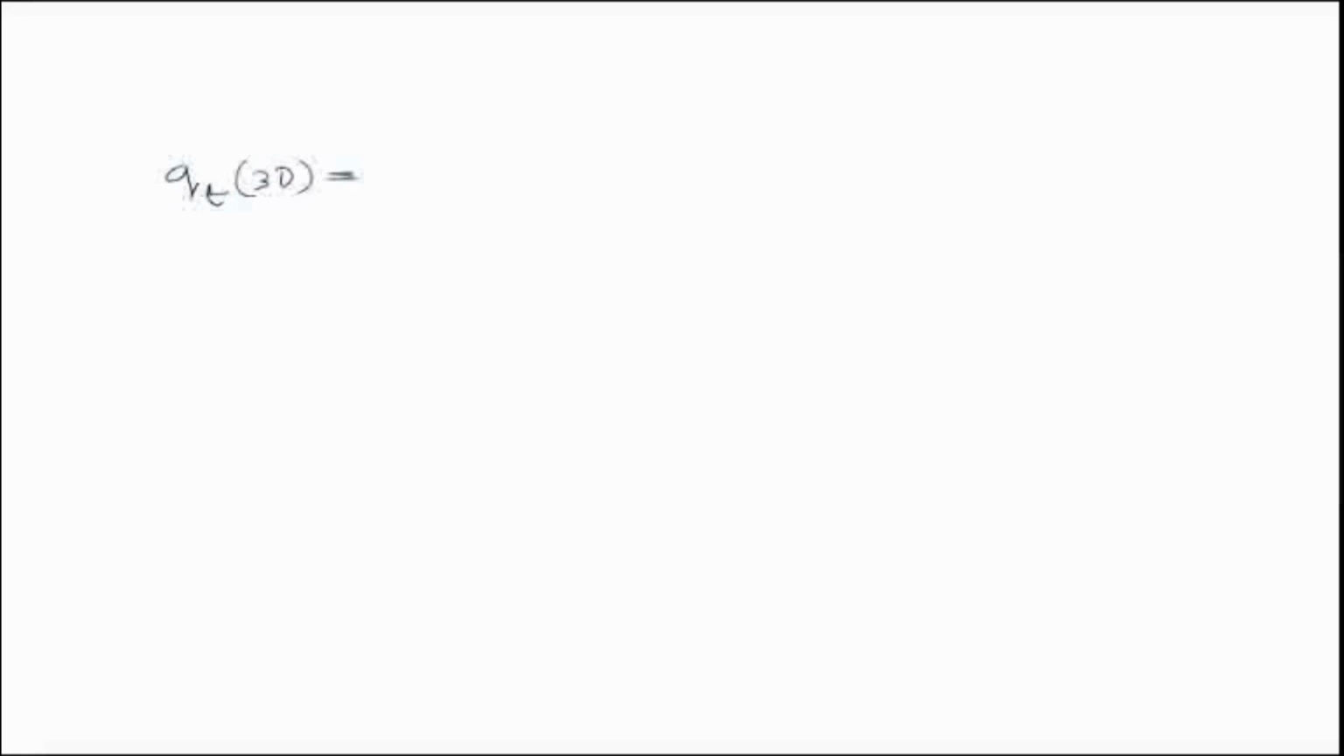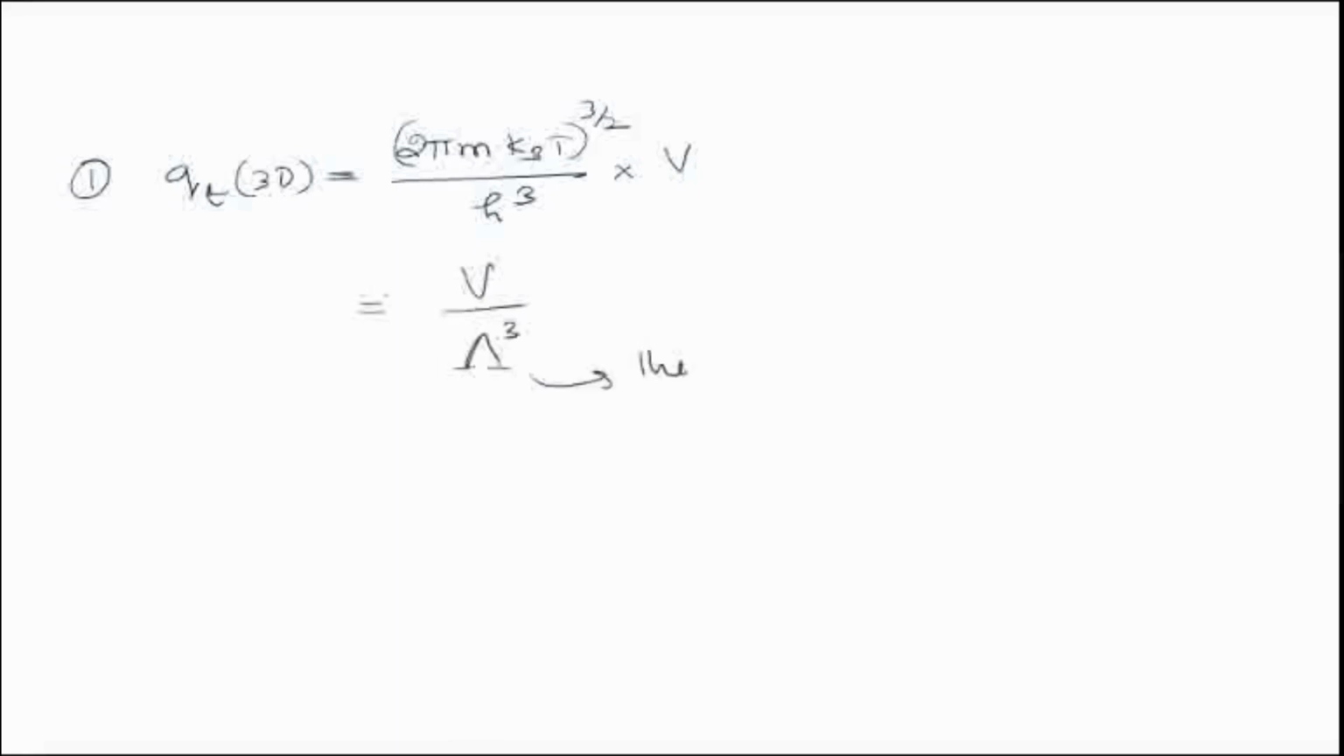The formula is (2 pi m kBT) whole power 3/2 by h cube, into V. This is the formula we use to calculate translational partition function. This is a single formula applicable for all types of particles, whether monatomic, diatomic, or triatomic. As far as translational partition function is concerned, we have only one formula for all types of particles. We can also write an alternative formula, V by lambda cube, where lambda is called the thermal de Broglie wavelength.